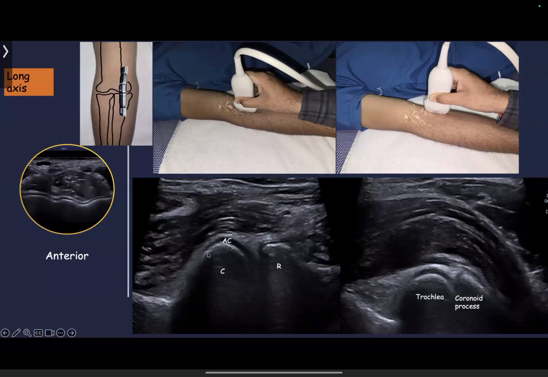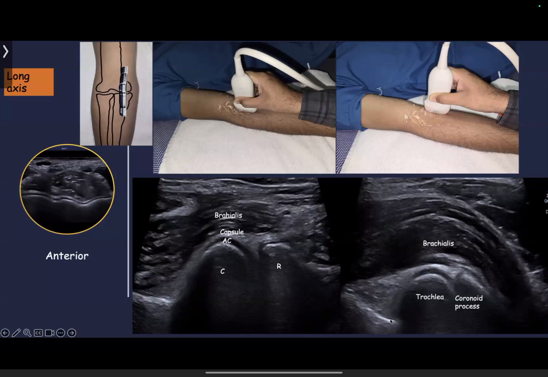So this hypoechoic area is the articular cartilage. This hyperechoic thing is the capsule, and above that you have the brachialis muscle. On the ulnar side, we have the trochlea and the coronoid process of the ulna, and this is the brachialis muscle. So always remember to look for this fat pad.